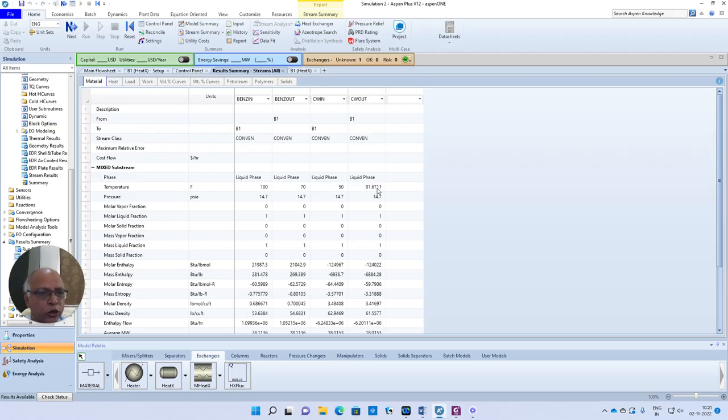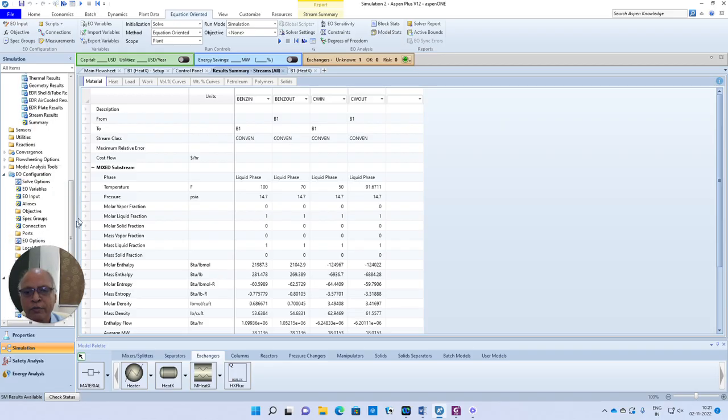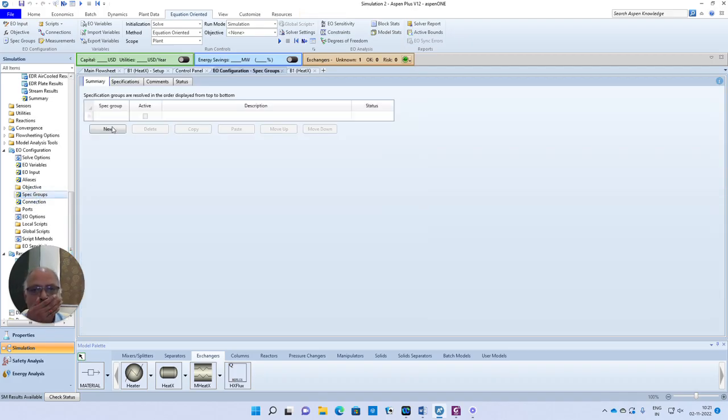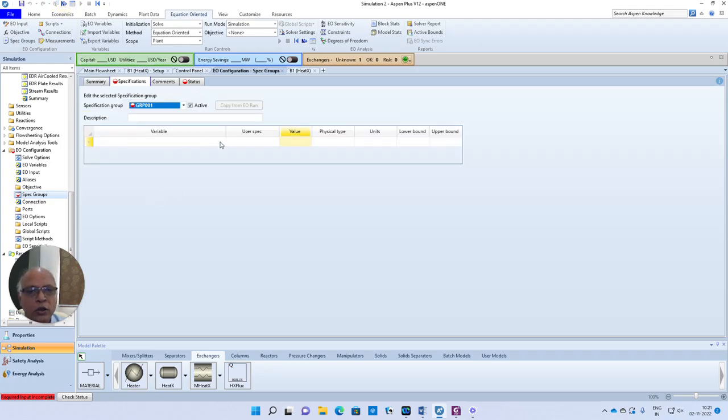Of course, if you want, you can use a design spec to solve this problem, but let me try to solve this problem using the equation-oriented approach, having solved the problem at least once in the sequential modular approach. Now, the moment we do this, as we have seen, you can expand this EO configuration and create a spec group, new.